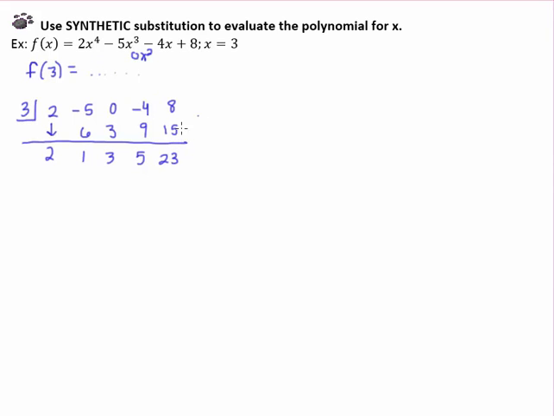What this is saying is that f of 3 equals our remainder, which is the last number, so it equals 23. So when it asks you to use synthetic substitution, it's asking you to do synthetic division, and your answer is the last number, which is the remainder.